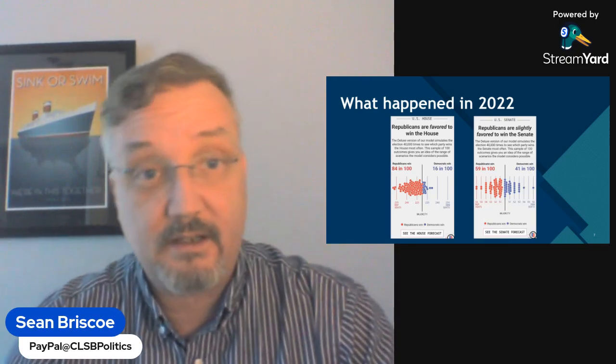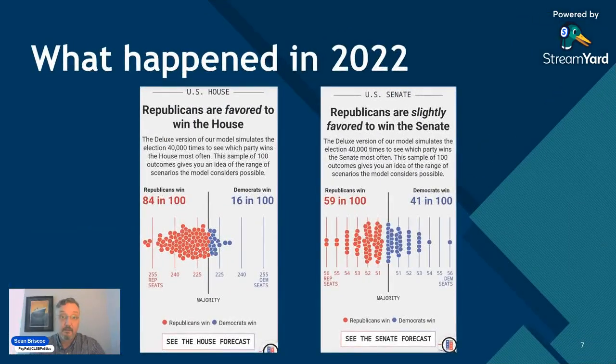So what was the polling in 2022 telling us? The polling was telling us that Republicans were slightly favored in the Senate, and favored to win the House. It was a 59% chance the Republicans would win the Senate, and an 84% chance they would win the House. Well, they ended up only winning the House by a few seats. They were expecting 22 or 23 seats, and they won by 4 or 5. That was a huge thing.